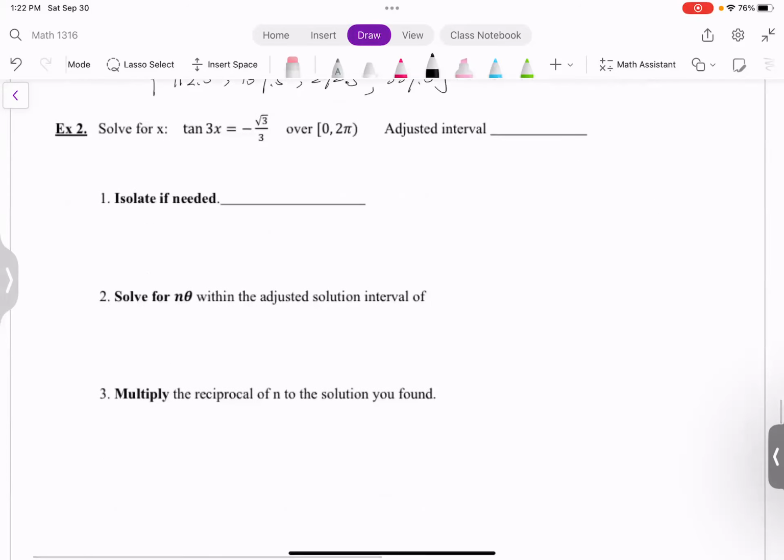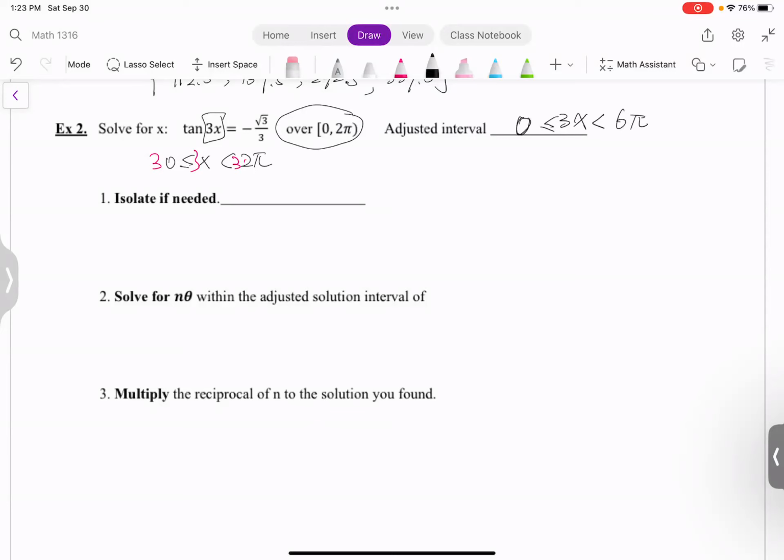Solve for the x: tangent 3x equals negative square root of 3 over 3, on 0 to 2 pi. Find the adjusted interval first. So what is the input angle? 3x. Okay, so I must find my x between 0 and 2 pi. How about 3x? 3 multiplied by 3. So my 3x adjusted interval is bounded between 0 and 6 pi.